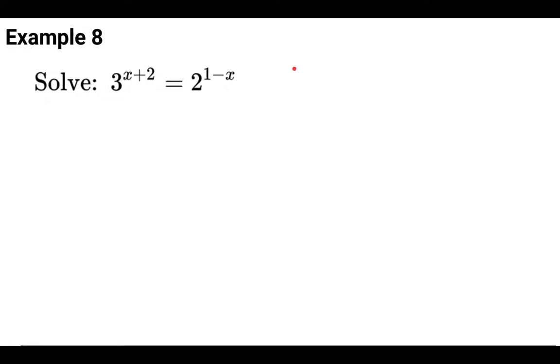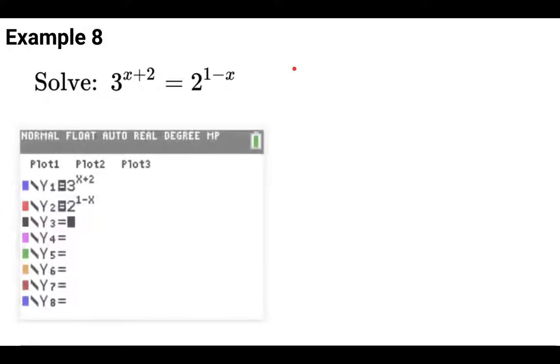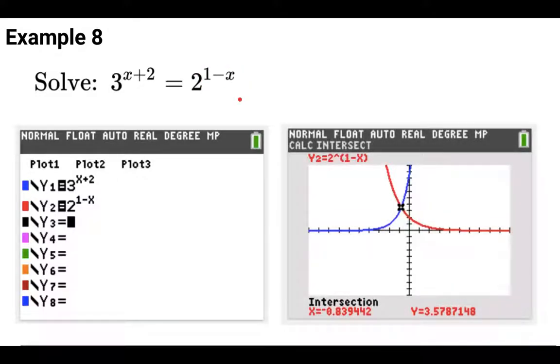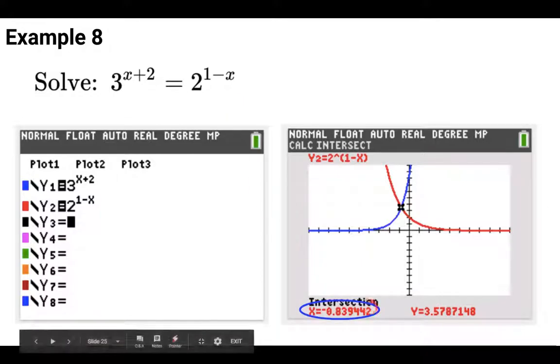We can approach this in a couple of different ways, and probably the easiest would be to use our graphing calculator to plot the two equations, y equals 3 to the x plus 2 and y equals 2 to the 1 minus x, and then graph it and use the calc intersect function to find our intersection. And that gives us our x value, and we can actually even find whatever that y value is too if we were interested. This is the easiest way to do it, I would say by far.